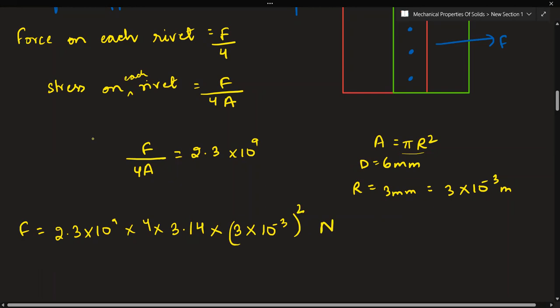Understood? Yes, ma'am. I was calculating that. I was going wrong over there, in the last step. I was doing the calculation and I went wrong there. Okay. No problem, just note this term.